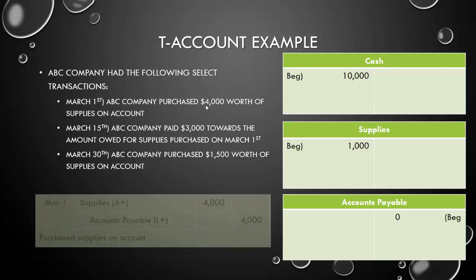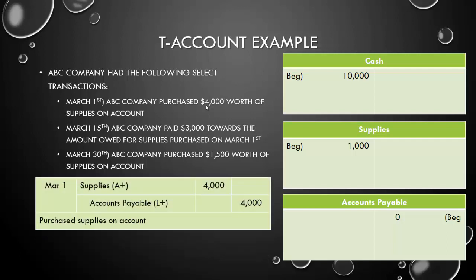Well, let's make the journal entry for each of these. Start with March 1st. We're purchasing supplies. So the value of our company's supplies has to be going up because we're getting more supplies. Well, supplies are an asset, and all assets increase with a debit, so we know we're going to have to debit supplies for $4,000. Accounts payable is a liability. We're going to owe more money to other people because we just made this purchase of $4,000 worth of supplies that we still have to pay for. Liabilities go up with a credit, so we're going to credit accounts payable for $4,000.